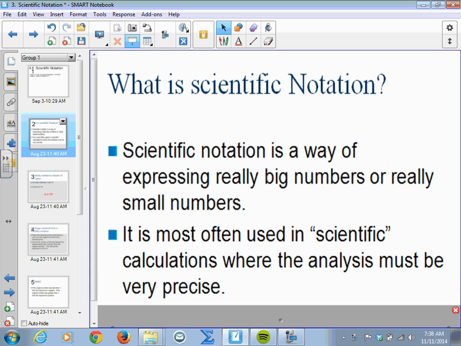Most often used in scientific calculations where the analysis must be very precise. So for example, the distance from the Earth to the Sun, I believe, is 93 million miles. It's a big number. This offers a way of writing it a little bit smaller. And just think about other really big, really small distances or amounts. Distance from Neptune to the Sun. The size of a small cell in a small animal will be really tiny. This allows us a way of lessening the zeros and making the numbers more manageable.